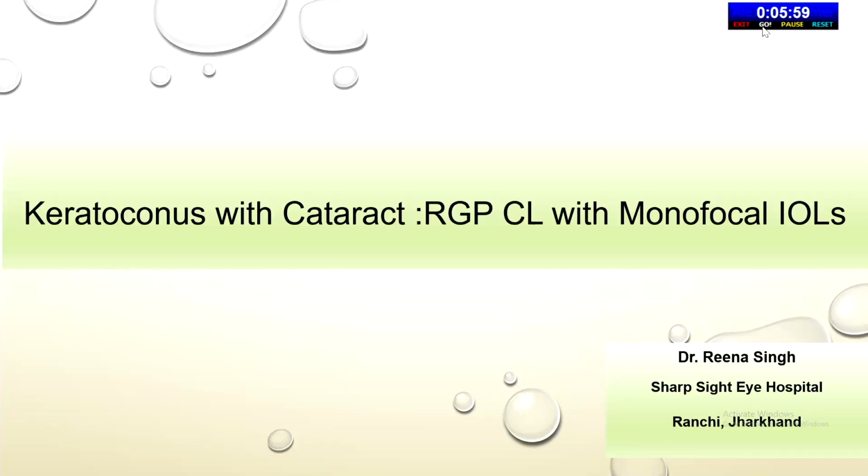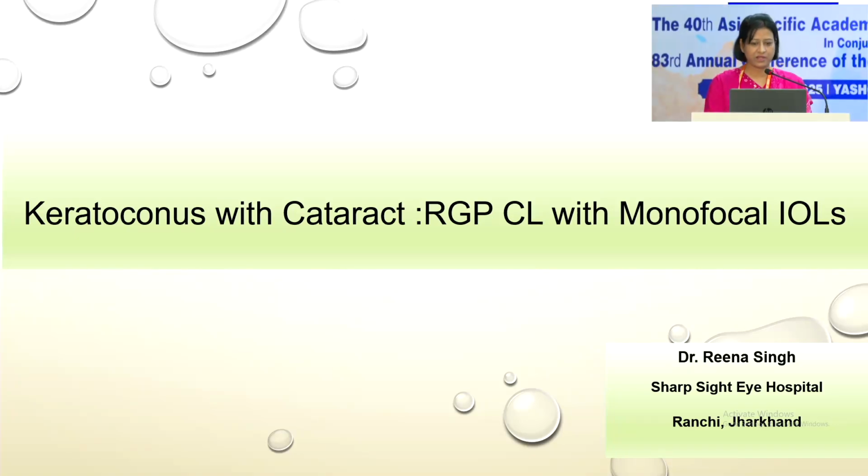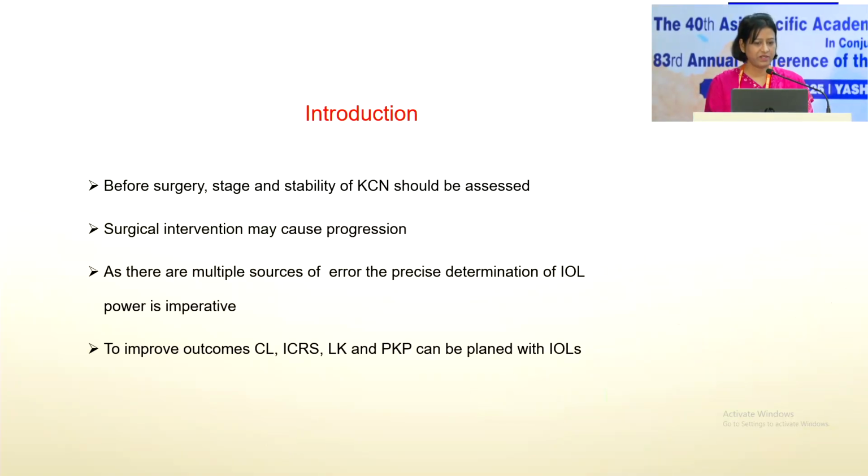I'm Dr. Reena Singh. Today I'm going to speak about refractive rehabilitation of keratoconus patients with cataract, with monofocal IOL and RGP contact lenses. As we all know, before any surgery in keratoconus, the stability of the disease should be assessed, as surgical intervention has been documented to cause progression in these cases. There are multiple sources of error in precise determination of IOL power in these cases. So to improve outcome, some addition other than IOLs can sometimes be planned.